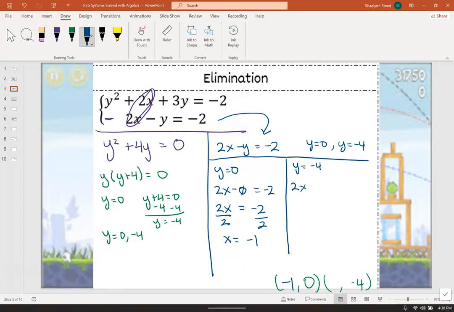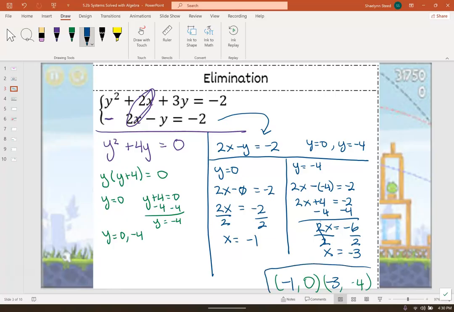Now we have to do it again for y equals negative 4. So that would be 2x minus negative 4 equals negative 2. So this is really 2x plus 4 equals negative 2. So subtracting 4 from both sides, you get 2x equals negative 6. Dividing both sides by 2, you get x equals negative 3. So the 2 points where these equations would cross, if we actually graphed them, but we can't because there's a y squared, would be negative 1, 0 and negative 3, negative 4.